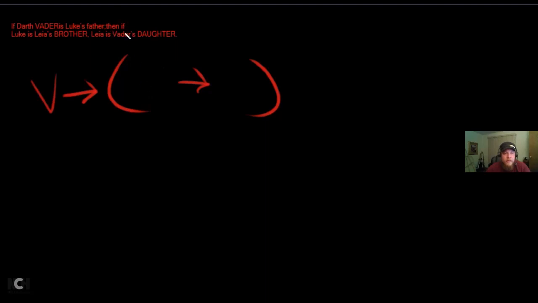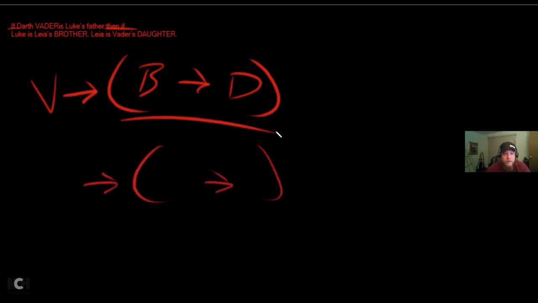So it says this. Then if Luke is Leia's brother, Leia is Vader's daughter. So for this one, because of the if then if language, it means that we have this shape. We have two arrows with a heavy right. So this is the right side here, this is the left side here.